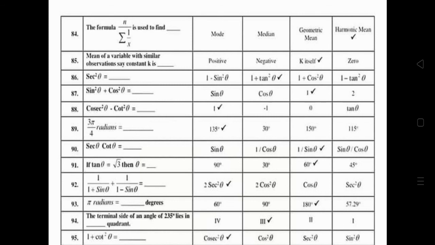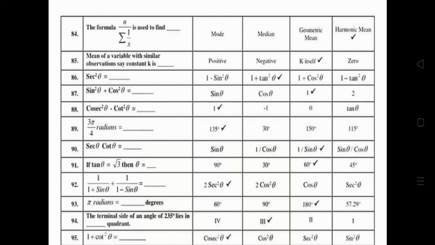3 pi divided by 4 radians is 135 degree. Secant theta, cot theta, answer is 1 over sin theta. If tan theta is equal to under root 3, then theta is equal to 60. 1 over 1 plus sin theta plus 1 over 1 minus sin theta is 2 secant square theta. Pi radian is equal to 180 degree.